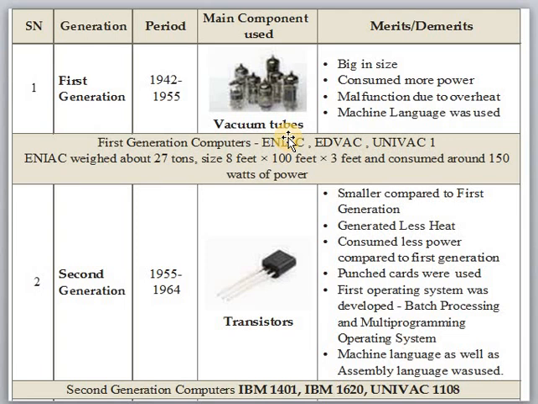Okay, now let's move into the second generation. The second generation duration is from 1955 to 1964, and they started replacing the vacuum tubes with transistors. It was a bit smaller in size. The computer became considerably reliable. Let's see what is given here. Smaller compared to the first generation. Just because the component size has been reduced, the size of the computer also got reduced. It generated less heat and consumed less power compared to the first generation.